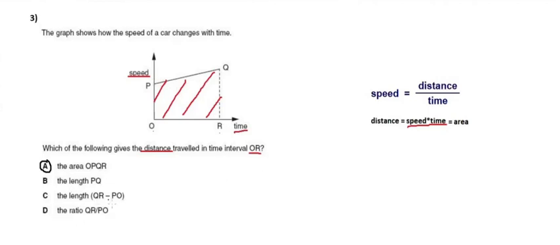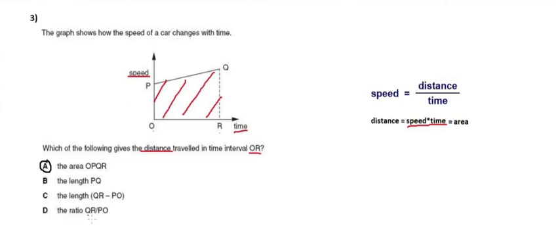The length QR minus PO. Here, this is QR, this is nothing but PO. This is nothing but a vertical line, and a vertical line is nothing but the speed. So QR is a speed, PO is a speed. Speed minus speed will give you only the speed, not the area.